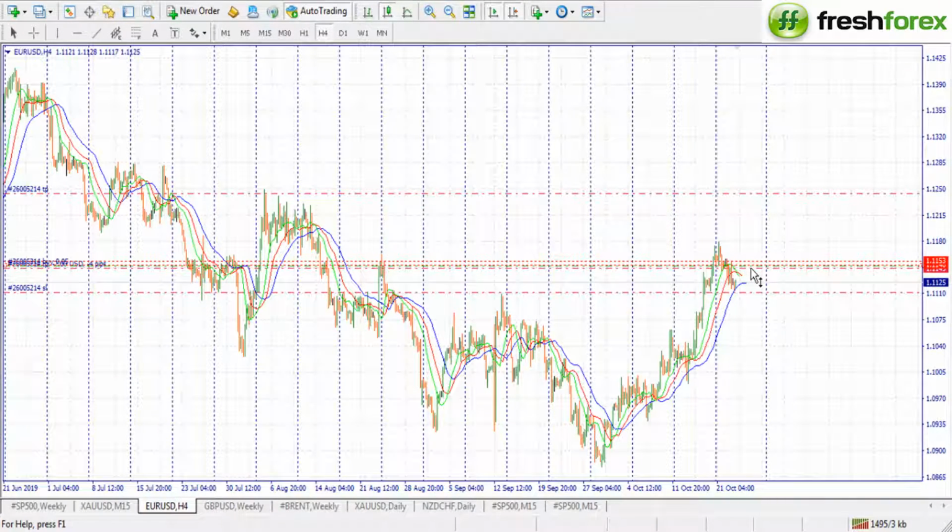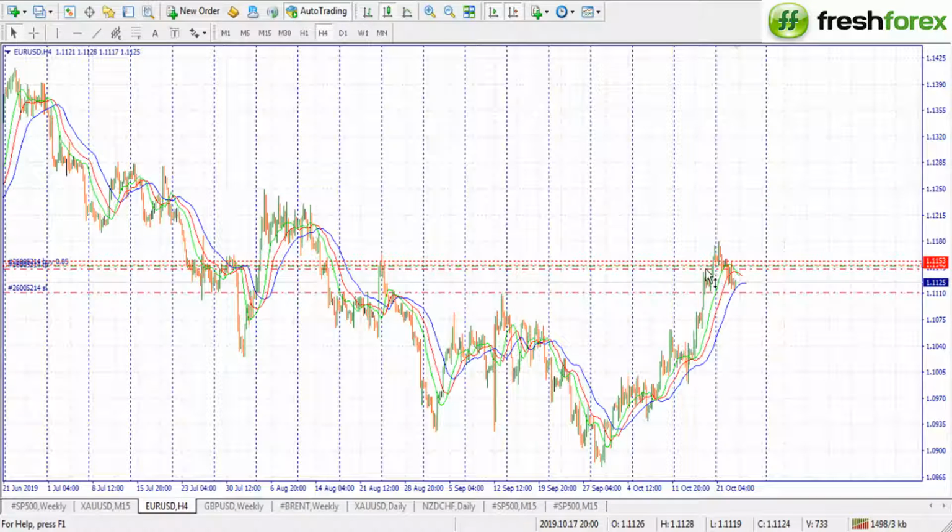Drag it slightly below where you entered, somewhere there, and then leave it, which means if price gets back to this place here, you'll be able to be stopped out, but with a small amount of money. So this is still a buy in my opinion.